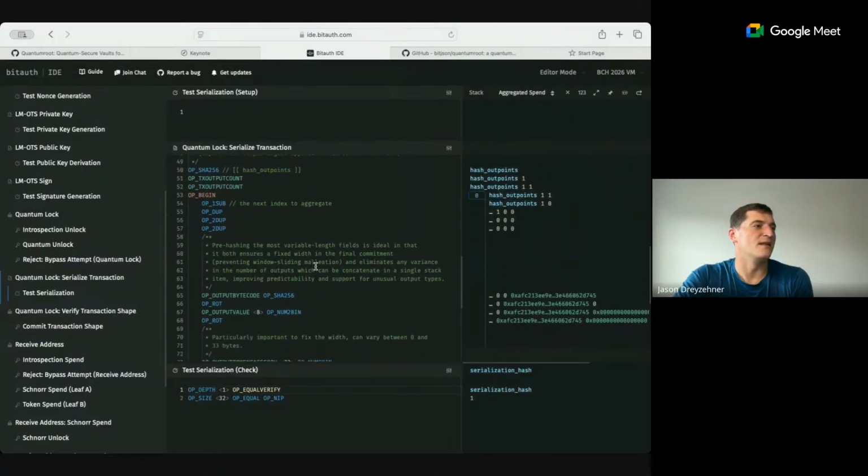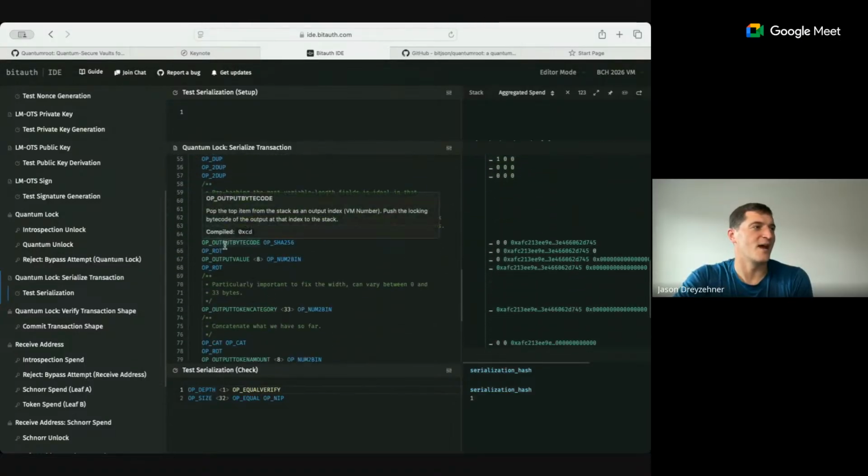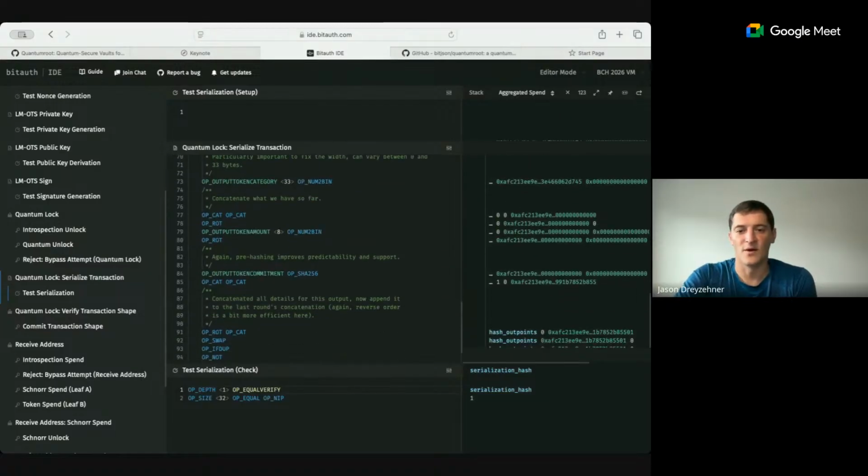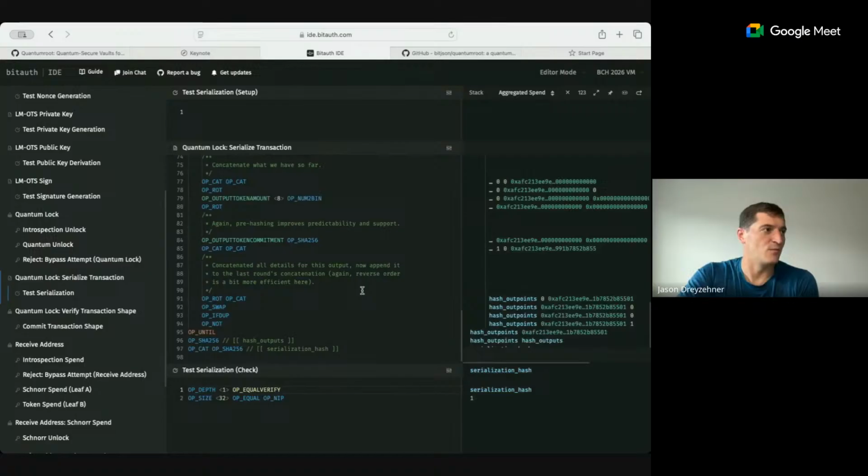And then we loop over the outputs and do the same thing. We get output bytecode value, token category, token amount, token commitment, right? So we're committing to everything, and we end up with a serialization hash. And this is, by the way, an internal script. This script is used elsewhere. So we have up here a setup, and here's just a test written again in cache assembly to make sure that it worked.